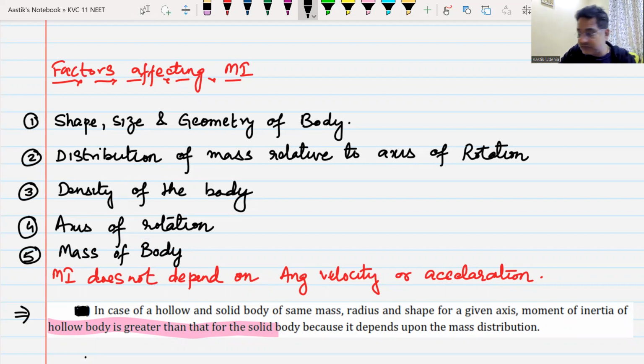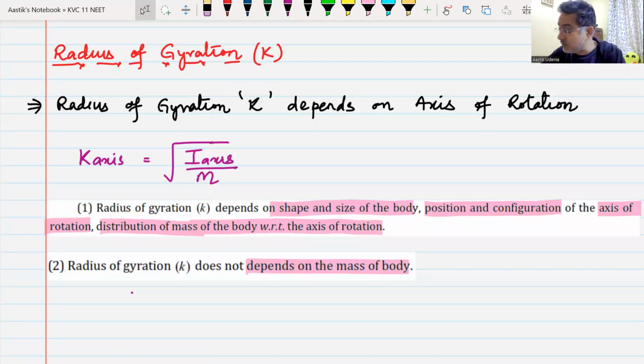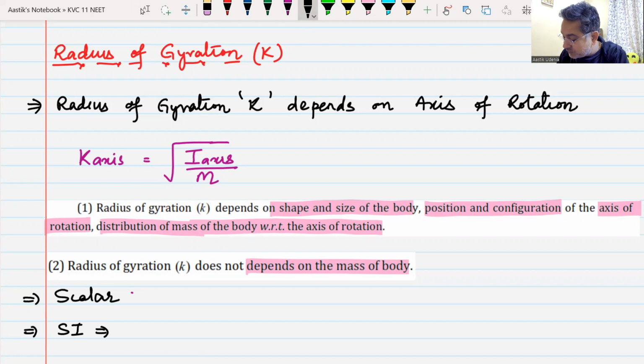But radius of gyration, gentlemen, does not depend on the mass of the body. What type of quantity is this? This is definitely a scalar quantity. The SI unit is meters. When the SI unit is meter, the dimension is L. Do we understand this? Okay, now I'll give you 2 minutes. Note it down. Let me know once you are done.